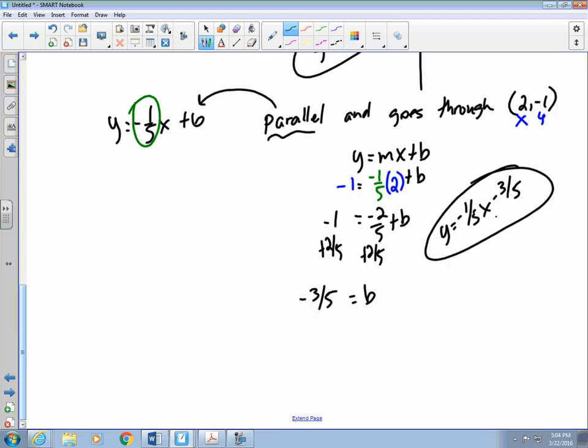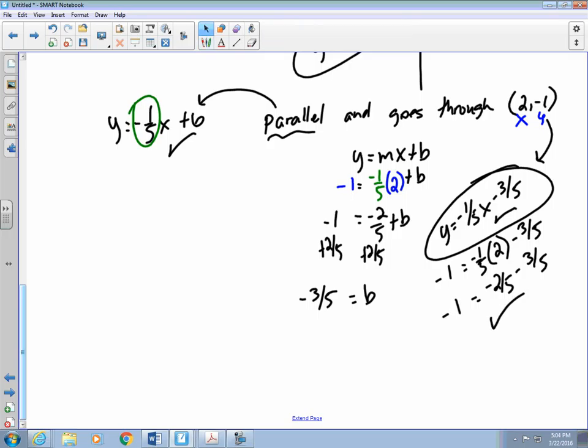So this function is parallel to this line because they have the same slope, and this point is on that line. And you could check your work just like with anything function wise. All right, do I get negative 1 out? Yeah, negative 2/5 minus 3/5 is negative 1. So good answer. Now here's the last thing I need to make.